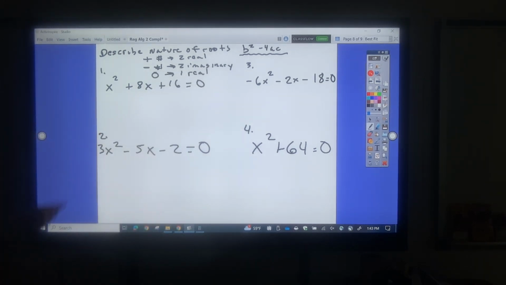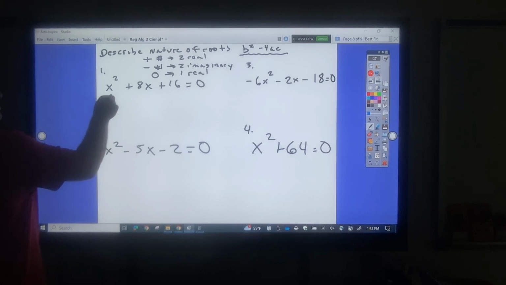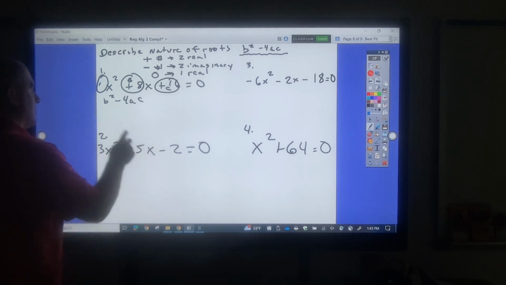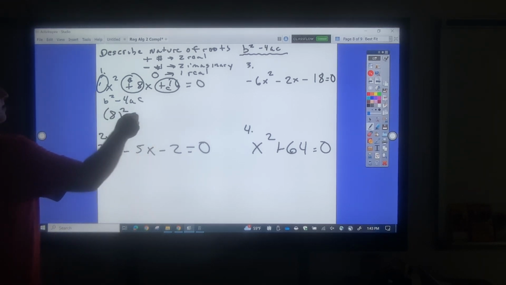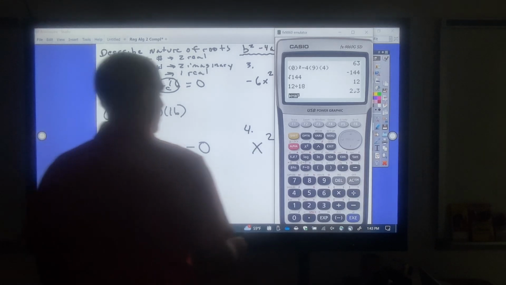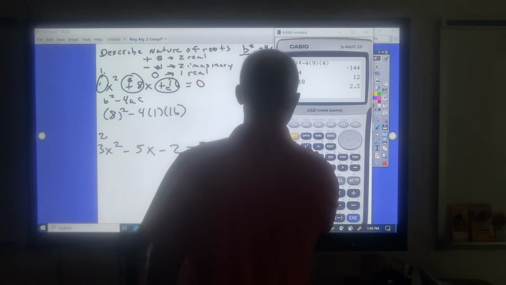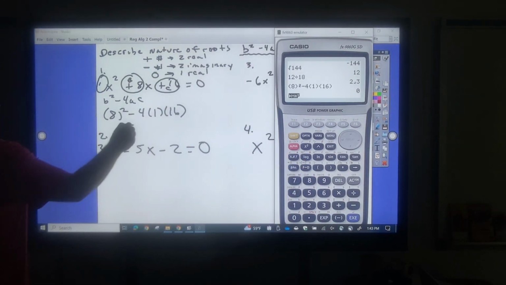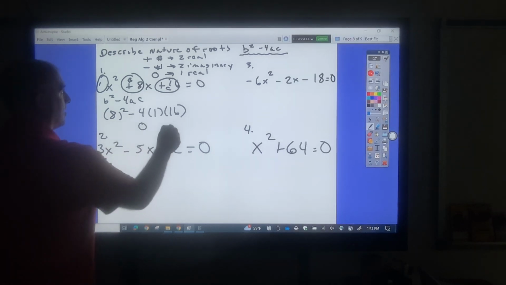Okay, all right. So b squared minus 4ac, my a would be 1, my b would be 8, my c would be 16. So I got 8 squared minus 4 times 1 times 16. I'm going to get 0. Okay? So what does that mean? I have one real.